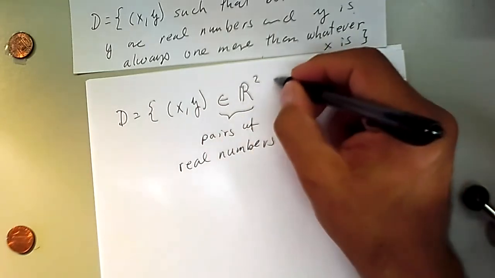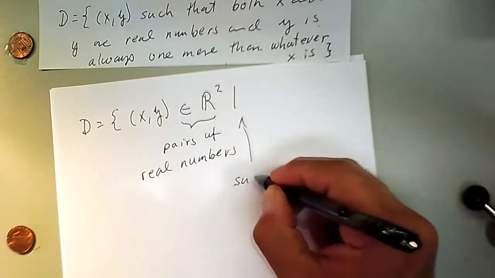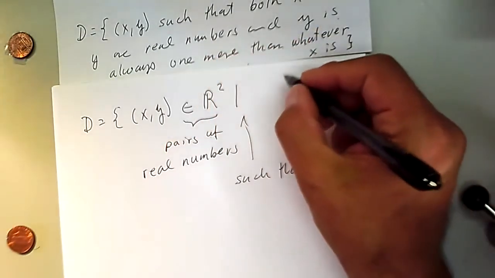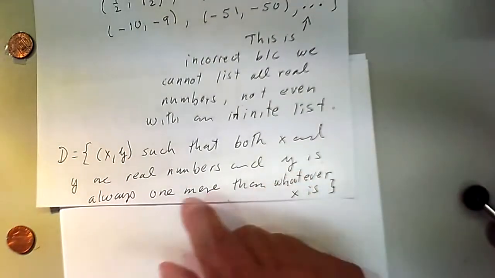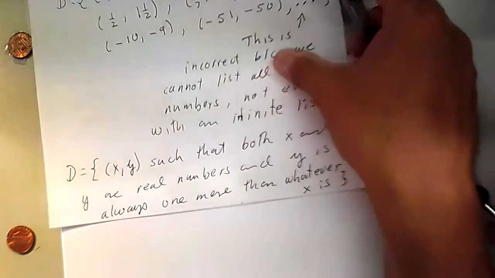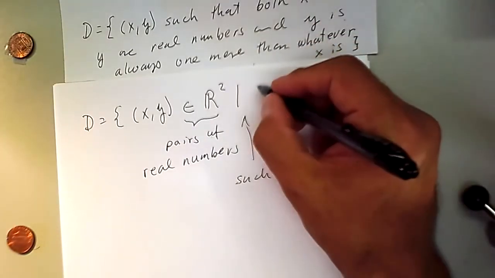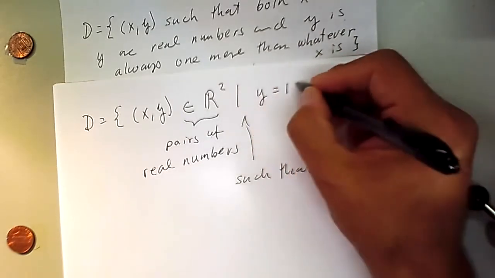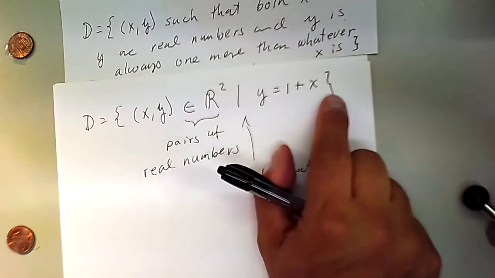That's what we're saying. Then we use a vertical line, meaning such that, and instead of writing all of this, it is understood that we say, what does it say up here? Let's see, y is always one more than whatever x is. So y is one more of whatever x is. There we go. So we use this notation instead.